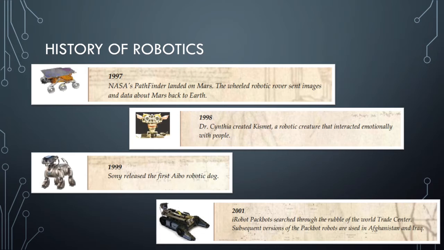Our last thing of note, in 2001, the iRobot PackBots searched through the rubble of the World Trade Center after 9/11. As they were processing all of the rubble and the aftermath, the robots could be used to search through it and for retrieval. They've since been used in different military applications, and things like that. So we're becoming more and more advanced, and we're finding more and more applications for robotics.